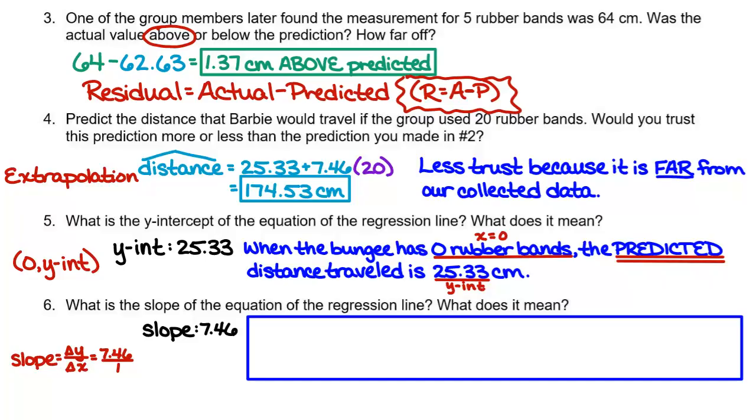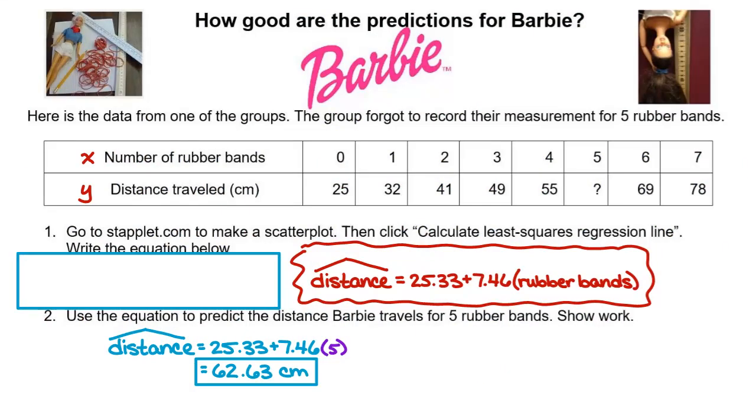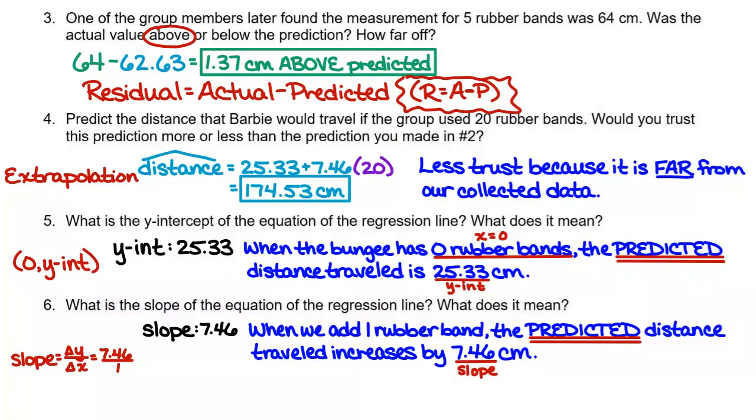Number of rubber bands. So if I was going to describe this, explaining what it means, oops, sorry, I don't know why it's doing that. There we go, better. When we add 1 rubber band, the predicted distance traveled increases by 7.46 centimeters. How did I know it was increasing and not decreasing? Yes, because it's a positive slope.